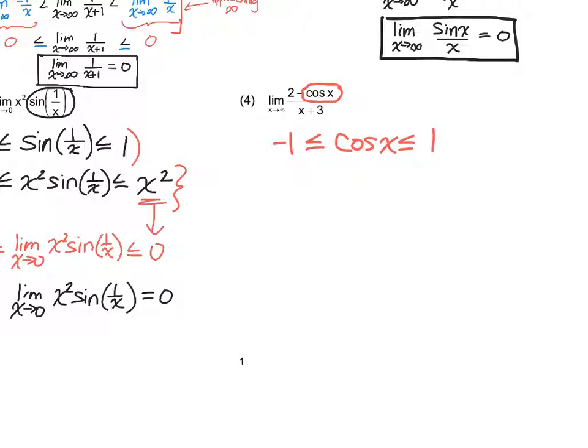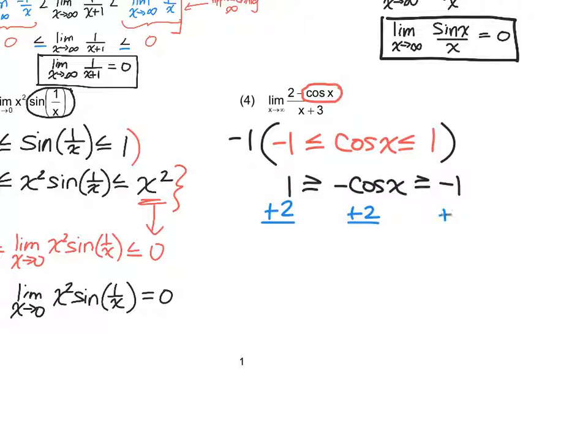I need a negative cosine x, so I'm going to negate the entire compound inequality, in which case I'm going to get 1 greater than or equal to negative cosine x, greater than or equal to -1. All right, I'm going to add 2 to everything. So 3 greater than or equal to 2 minus cosine of x, greater than or equal to 1.